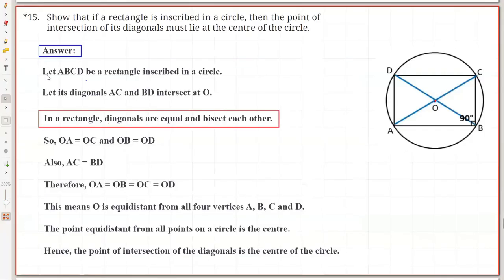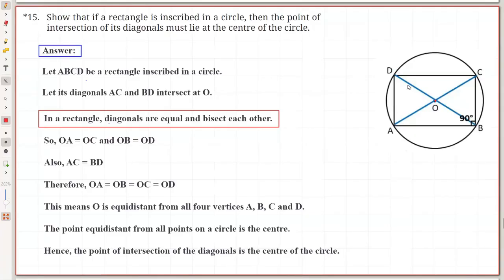So first we are just considering, let ABCD be a rectangle inscribed in a circle. Let its diagonals AC and BD intersect at O. We know that in a rectangle, diagonals are equal and bisect each other. OA is equal to OC, OB is equal to OD. Diagonals bisect each other means OA equals OC, OB equals OD.